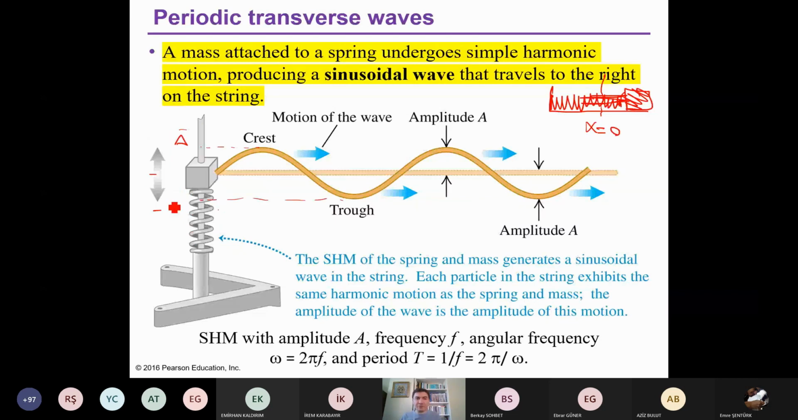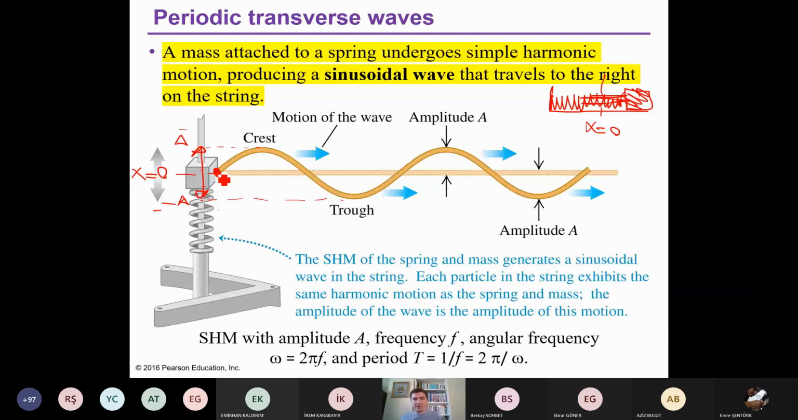Okay, so you produce a disturbance here in this system, which was in equilibrium at the beginning, and it has a periodic motion, simple harmonic motion. This mass is moving up and down, okay? And then this particle of the string attached to this mass has also this up and down motion, and this produces a wave on the string.